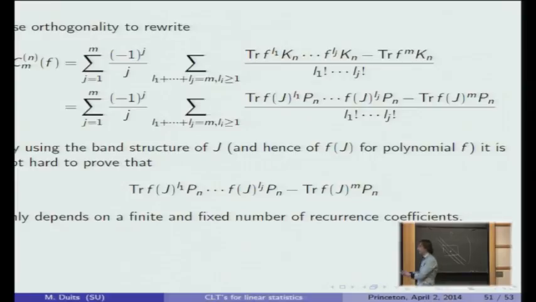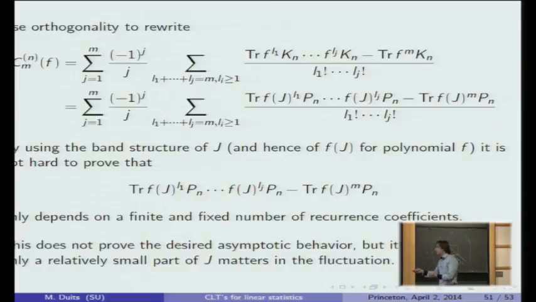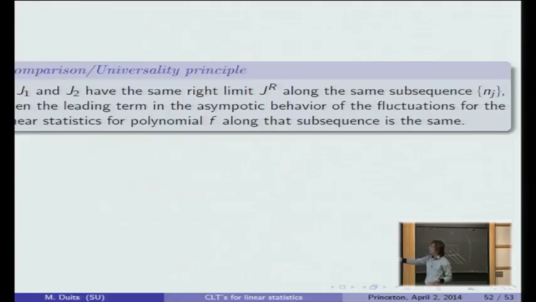This is a little combinatorial argument, but it's not difficult to prove actually. Once you know what to prove, it's not hard. You can show that. So this does not prove any asymptotic behavior, but it does prove something: it only depends on this box. So this leads to a comparison or some universality principle. If J1 and J2 have the same values in this box in the limit, then the fluctuations should be the same. All right, so we actually prove universality for the fluctuations. As long as the right limits are the same along the same subsequence, the fluctuations are the same.